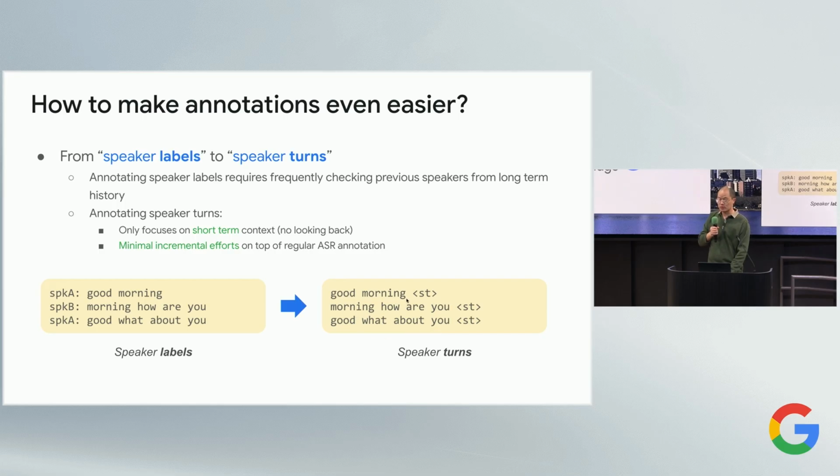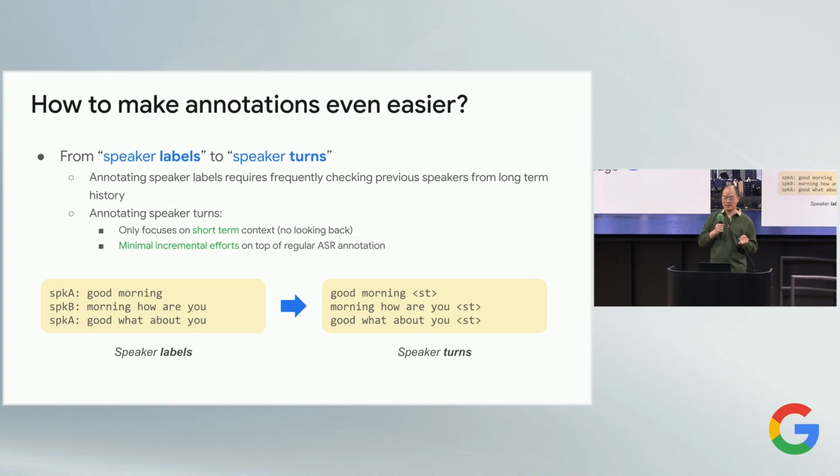But the good thing is that you don't need to worry about that during annotation. While annotating, you no longer need to go back and forth to check a previous speaker. You are always focusing on the very near-term context without having to look back. And that makes annotation very, very fast. And that's just a minimal increment of effort on top of existing regular ASR annotation.